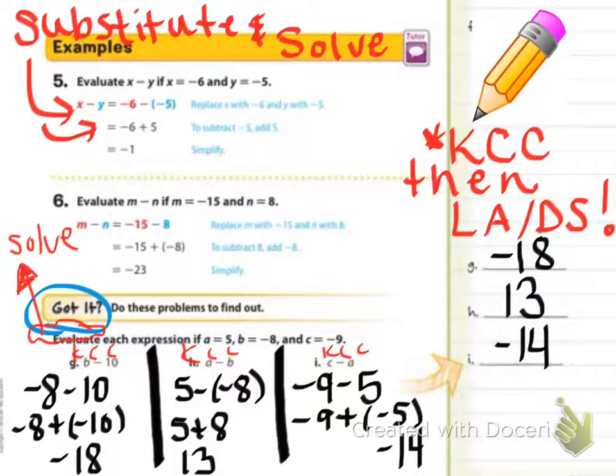Okay, hopefully you remembered when it says evaluate, it means to solve the problem. So again, you can see my work, I wrote KCC above each problem. I substituted first. I went ahead and substituted the number for the correct variable, then made the subtraction problem into an addition problem by adding the opposite sign. So the answers check. Hopefully you got them correct and you're getting the hang of it.